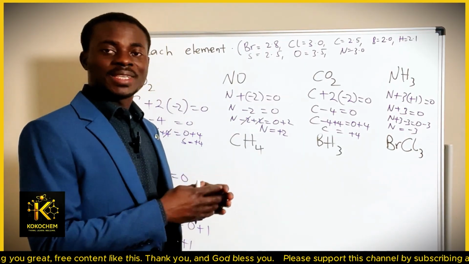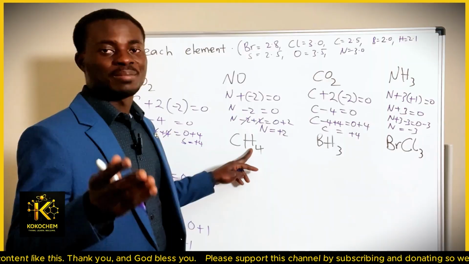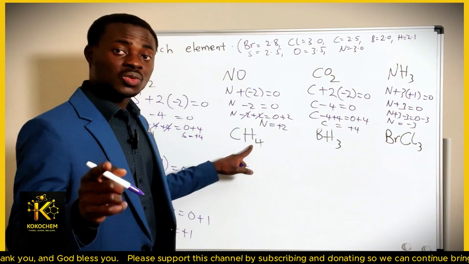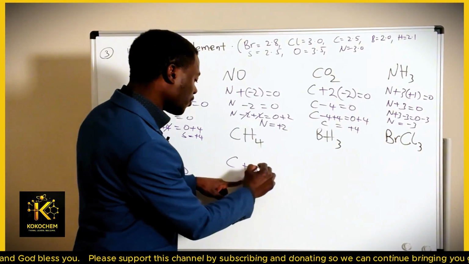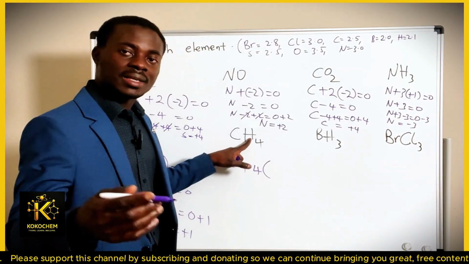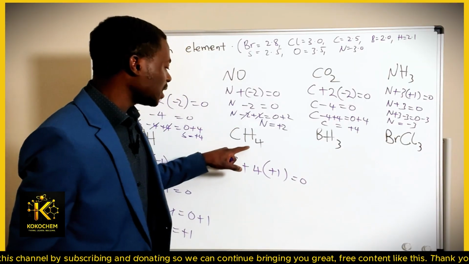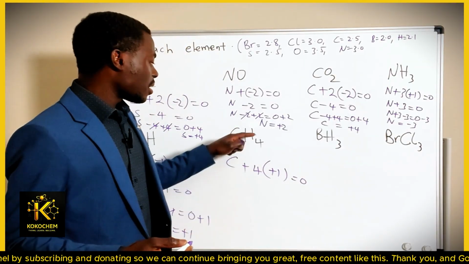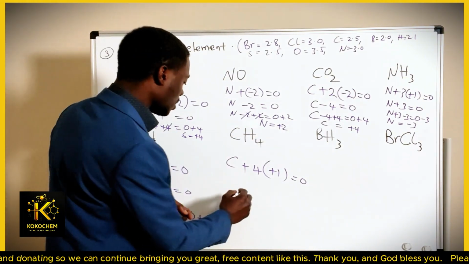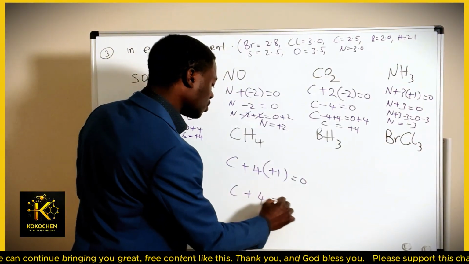CH4, carbon is a non-metal. So guess what the oxidation number for hydrogen will be? Okay, +1. So carbon plus hydrogen, which is 4 times the oxidation number of hydrogen, +1. Now this sum is equal to 0 because CH4 is a neutral compound, and the charge of a neutral compound is equal to 0. C plus 4 times 1 is 4, equal to 0.